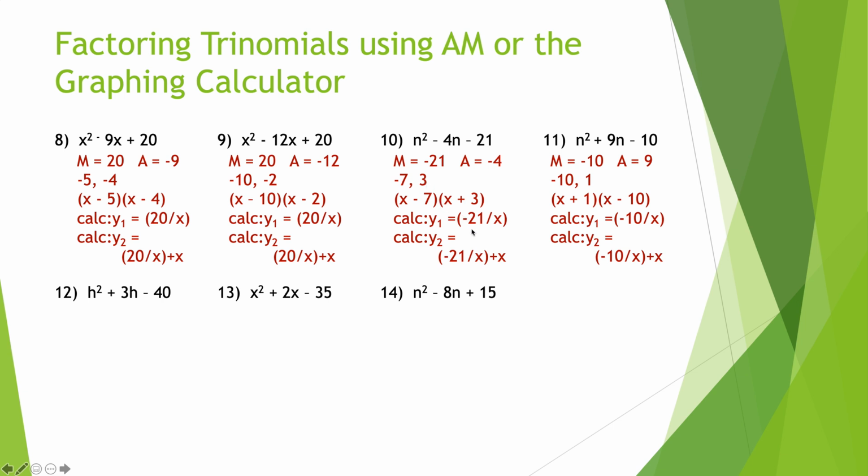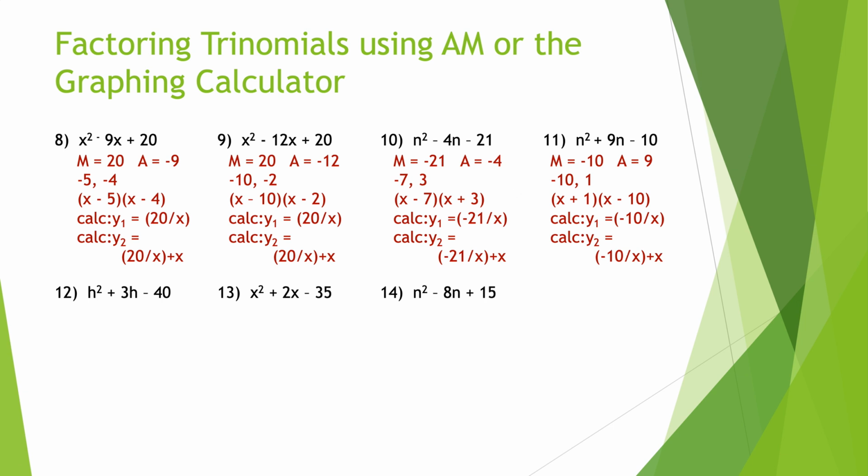And this time on the calculator, it's parentheses negative 21, always the last number divided by x. And for y2, always plus x. In the middle column, I'm going to look for negative 4. And as I look back at the 2 previous columns, in either order, it'll say negative 7 and 3. Likewise for number 11. You can see it there. Okay?